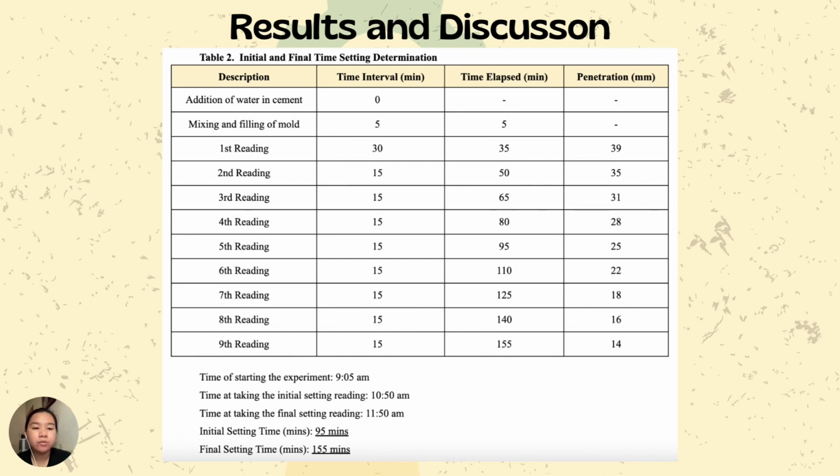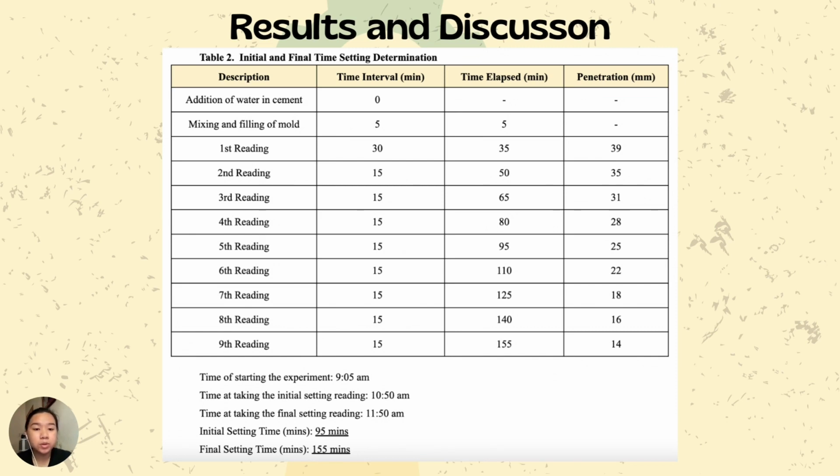Next, we have the first reading up to the 9th reading. As you have observed, after filling the mold, we still gave time for the mold to set. So the time interval for this is 30 minutes already. Total time elapsed is 35 minutes, and the first penetration for this one is 39 mm.